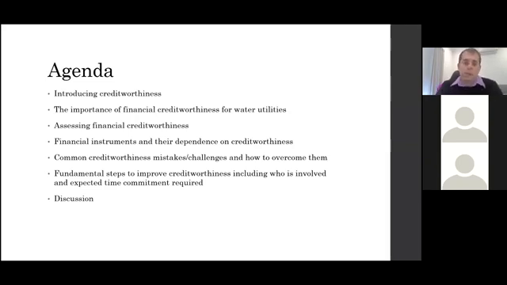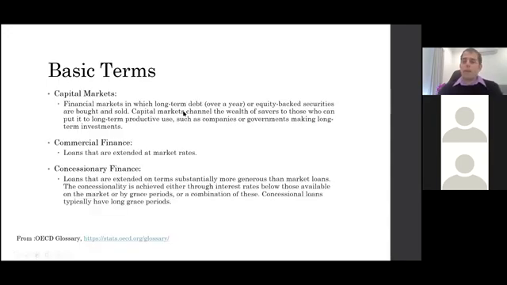But I think it all really boils down to understanding why creditworthiness is important and how creditworthiness can help you as a utility, or how it can help you as anybody who's supporting a utility to be able to really understand where some of the challenges are for utilities and how effectively to be able to address all of those different questions and concerns. So again, one of the things I thought was important is just to start with what some of the basic terms are when we talk about financing and talk about creditworthiness.